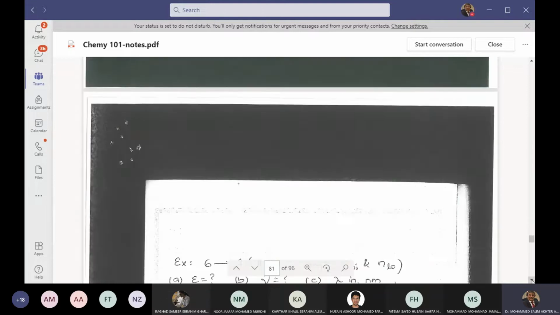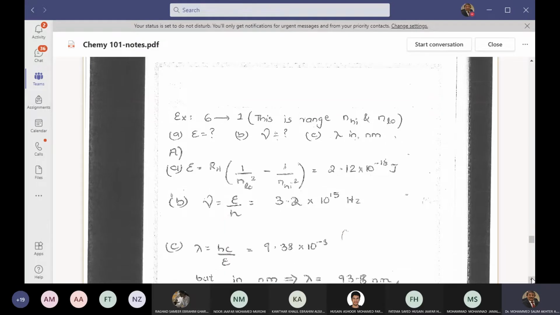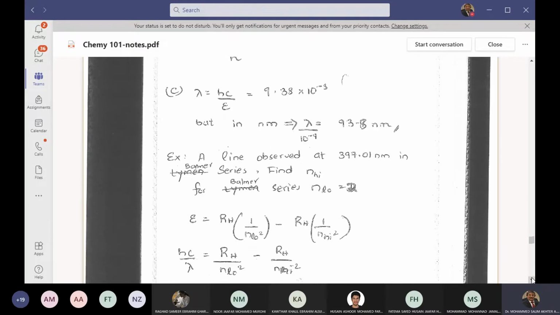Similarly, go for another jump, 6 to 1. That means 6 to 1. You know n high, you know n low, and you can use the same thing, and you people have checked the answers also.